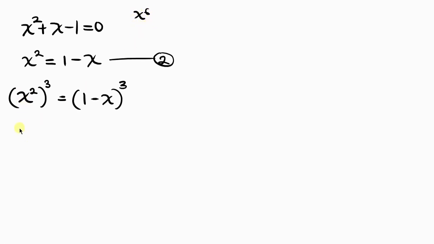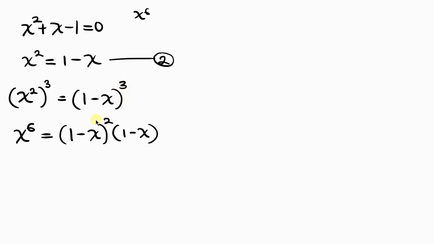Now, let's go. So x, now powers multiply. 2 times 3 is 6, is equal to... now we are avoiding anything that has to do with higher powers from 3. So what I'm going to do here is to split this expression into (1 minus x) all raised to power 2 times (1 minus x). It is still the same thing as (1 minus x) all raised to power 3.